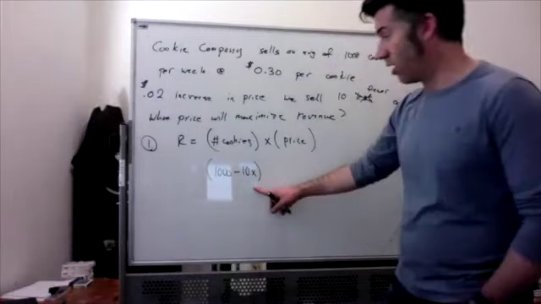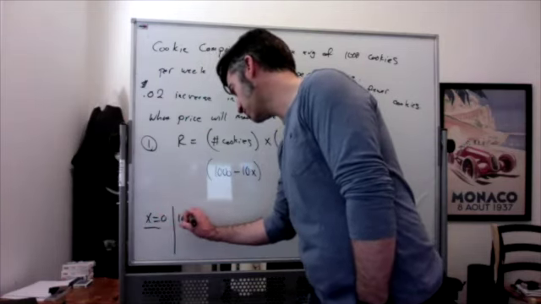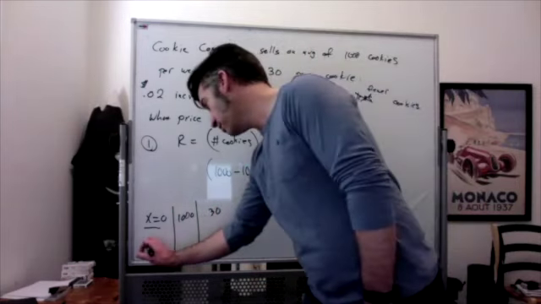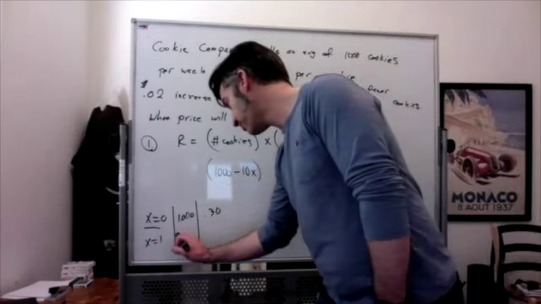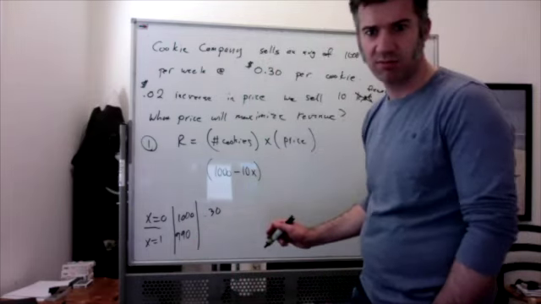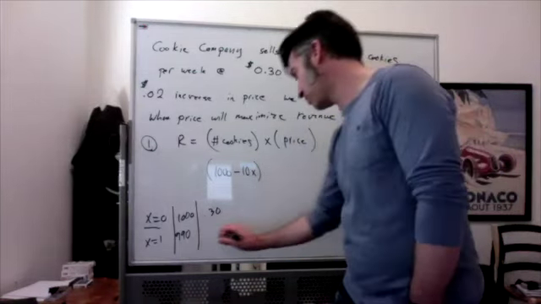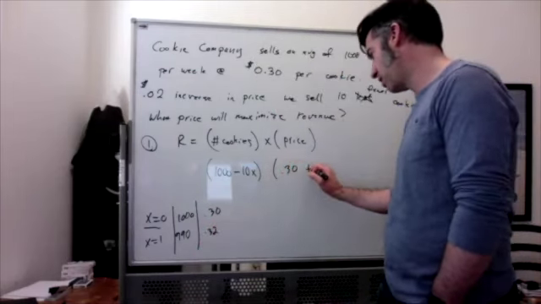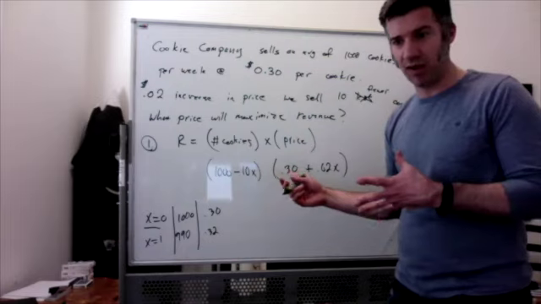So when X is 0, we're going to sell 1,000 cookies, and the price is going to be 30 cents. And then when X is 1, we're going to sell 1,000 minus 10 cookies, so 10 less cookies. And the price is going to go down by 1. Yeah. Right. Oh, sorry, less cookies means a higher price. Sorry. Price didn't go up by 1, so we're going to have a 0.32. So the price would be 30 cents plus 2 cents times x.